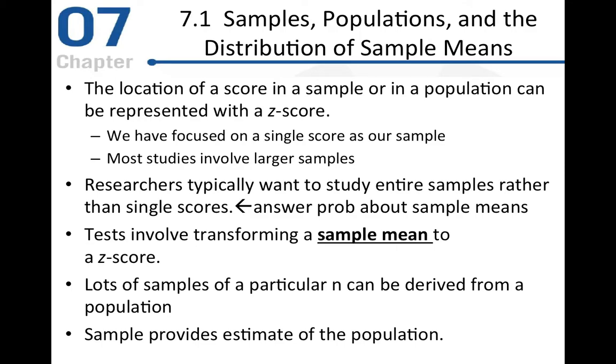So thus far we have focused on a single score, as in the example I just provided. But most studies involve much larger samples. It's not just a single score. The N is not 1. And so researchers typically want to study entire samples rather than single scores, so that we can answer questions about the probability of sample means.